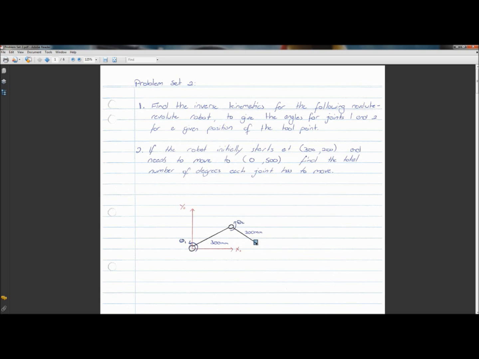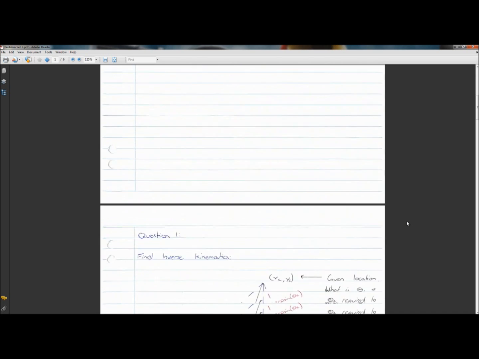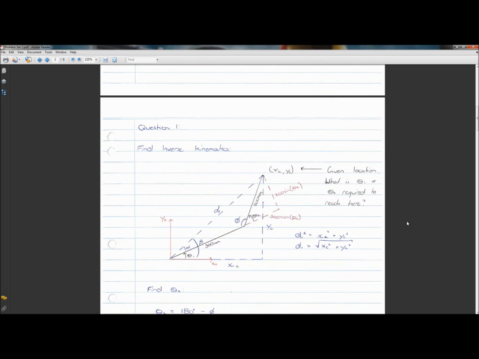So for question part 1, we need to relate this blue box, the tool tip, back to the reference frame using inverse kinematics. So basically, if we want this at, say, 0, 500, which is one of the values here, what would joint 1 and joint 2 need to be set at? The actual angles in order to reach that position. So we've got to find the inverse kinematics.